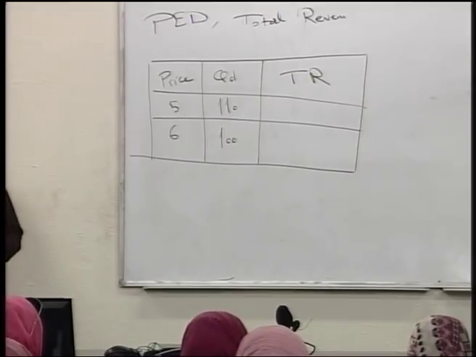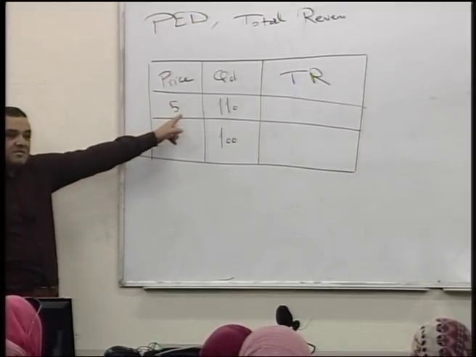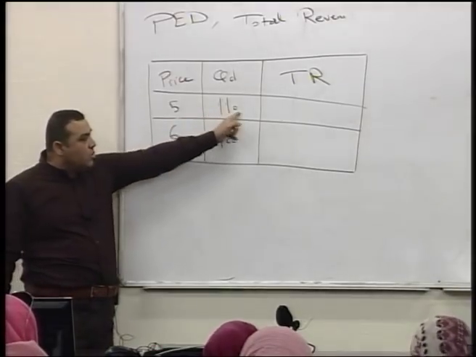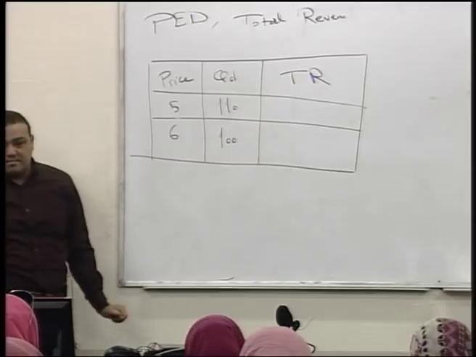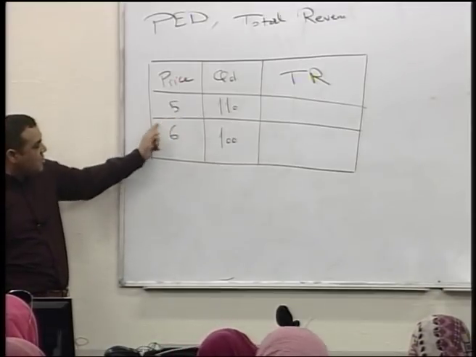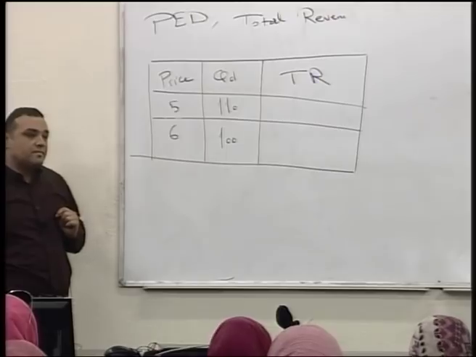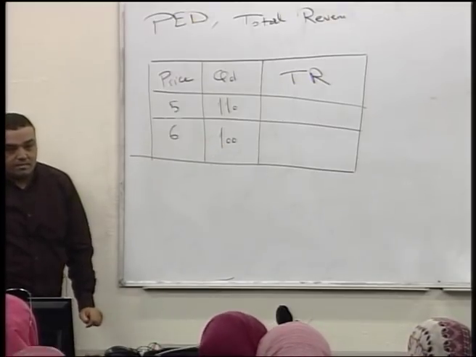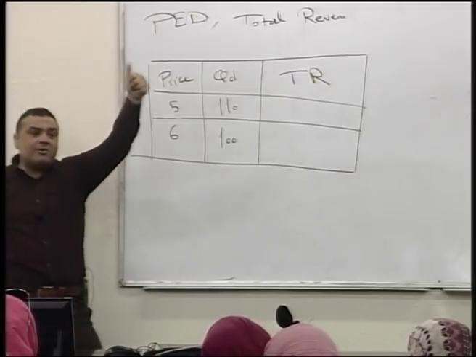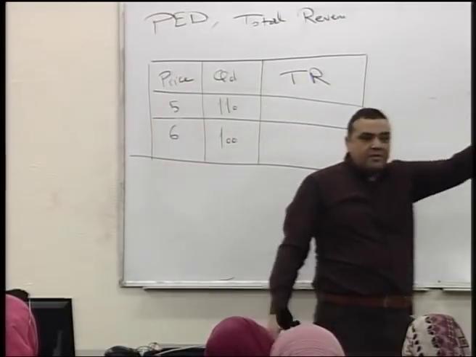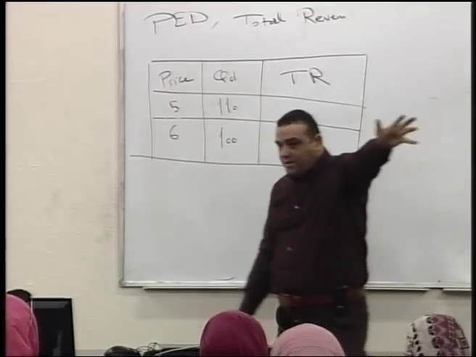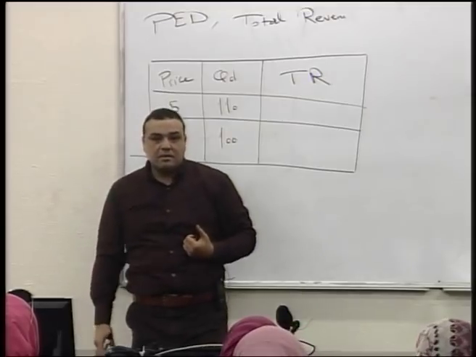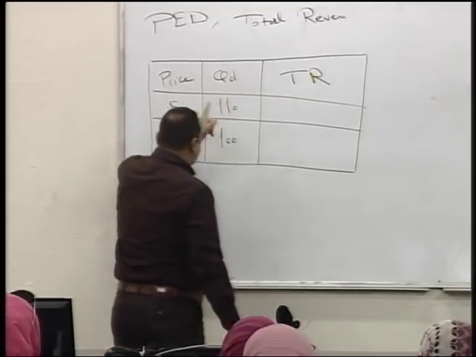When the price was 5 shekels, the quantity demanded was 110 units. As the price goes up to 6, the quantity demanded goes down to 100. Number one, calculate the total revenue before and after increasing the prices. Total revenue equals the price times the quantity.